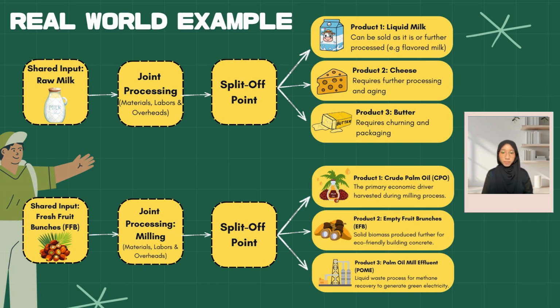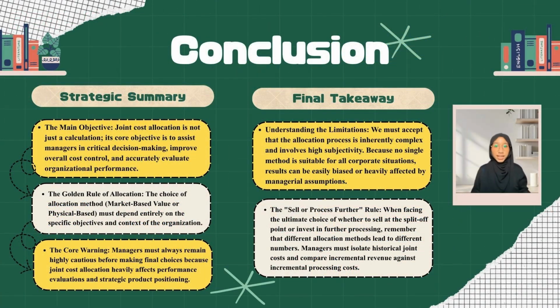First, we get crude palm oil, or CPO, which is our primary economic value driver. Second, we get empty fruit bunches, which are solid biomass co-products that can be processed further to create eco-friendly building concretes. And third, we get palm oil mill effluent, a liquid waste that is processed further for methane recovery to generate green electricity. Both examples prove that a single shared process yields highly diverse products, setting up our final evaluation. Now, let's bring everything together with our conclusions.